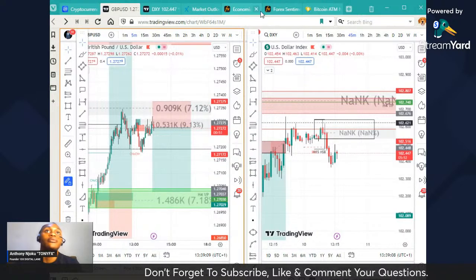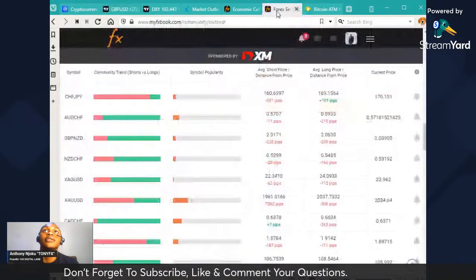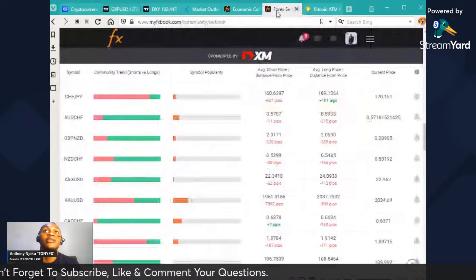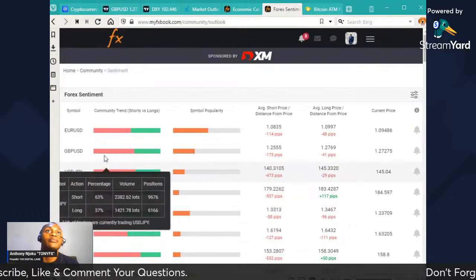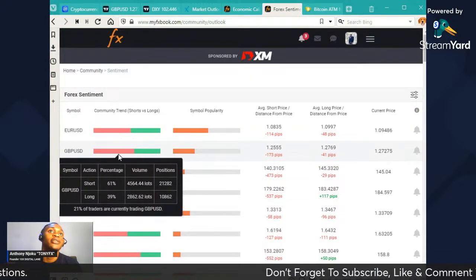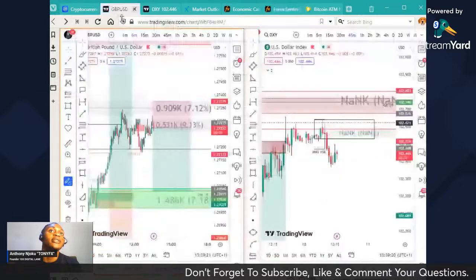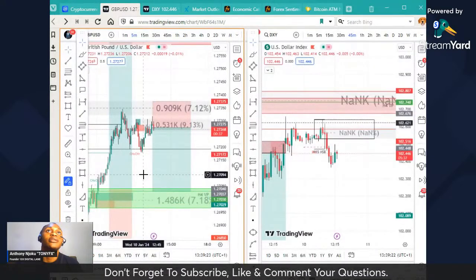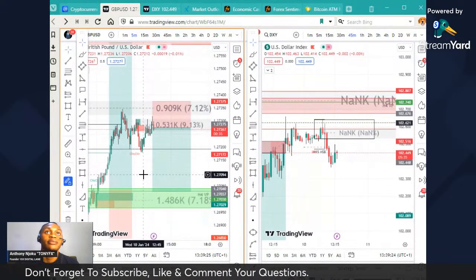Well, currently I see sentiment is saying GBPUSD. Let's scroll up. GBPUSD, we have more sellers, which is 61% sellers and 39% buyers.